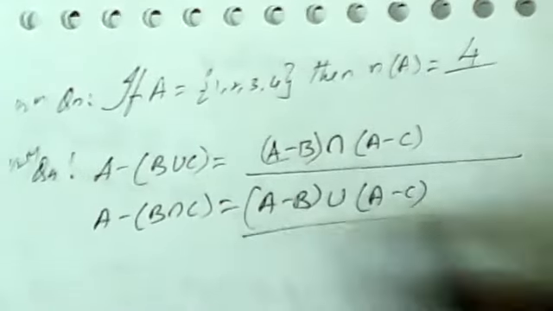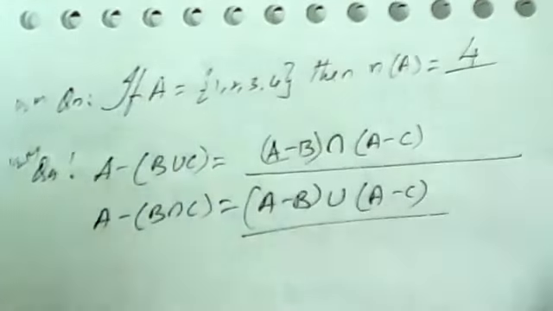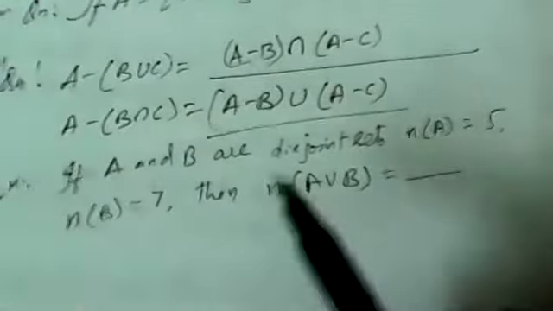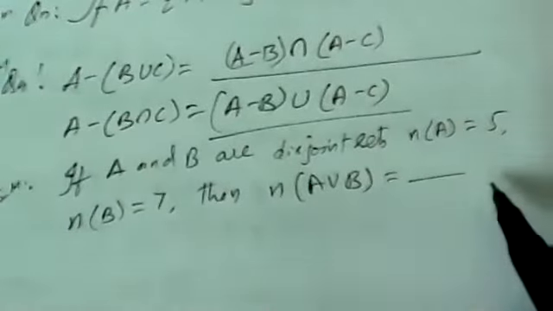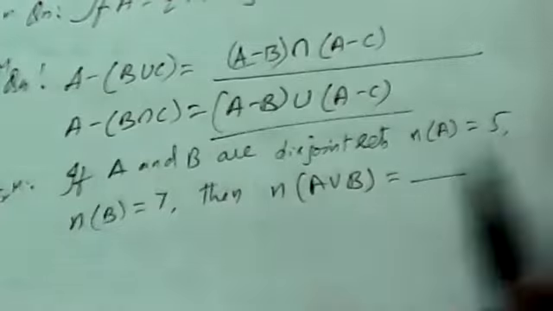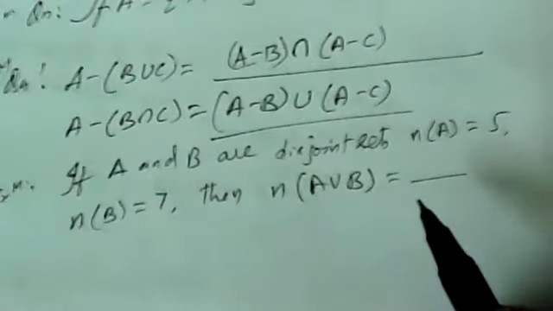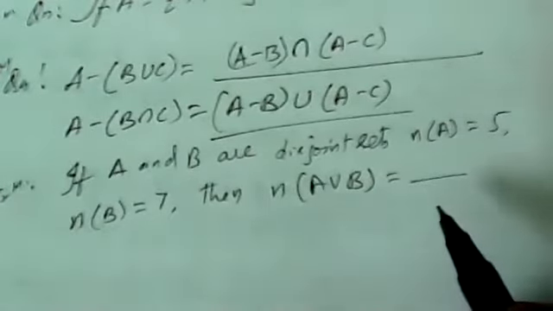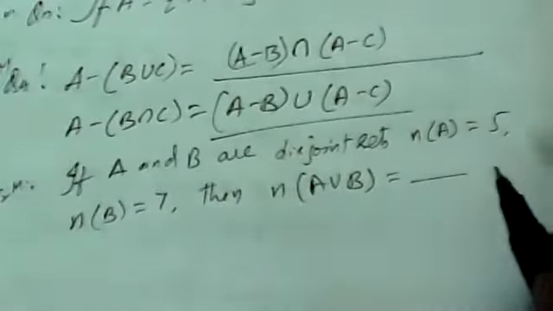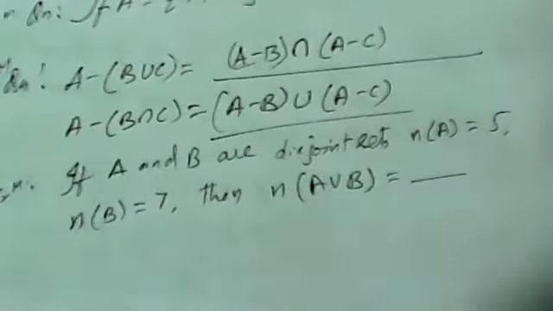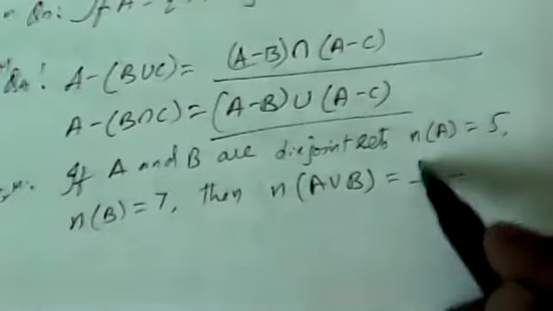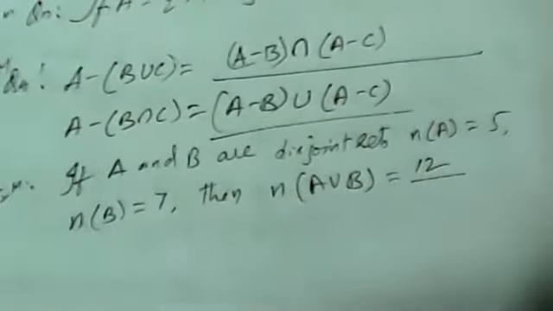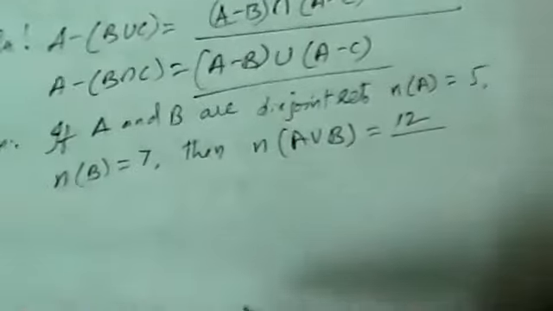Okay, this is one thing. Now, if A and B are disjoint, n of A is 5, n of B is 7, and n of A union B is what? Disjoint sets means they are not having any common elements. Set A has 5 and set B has 7, so taking the union, 5 plus 7 is 12. Here we get 12 elements.